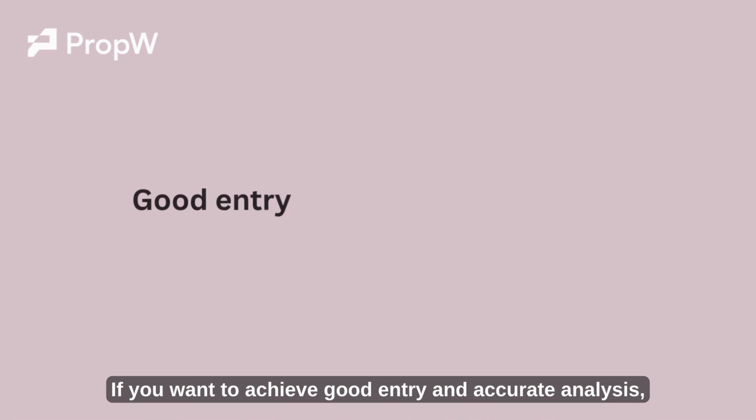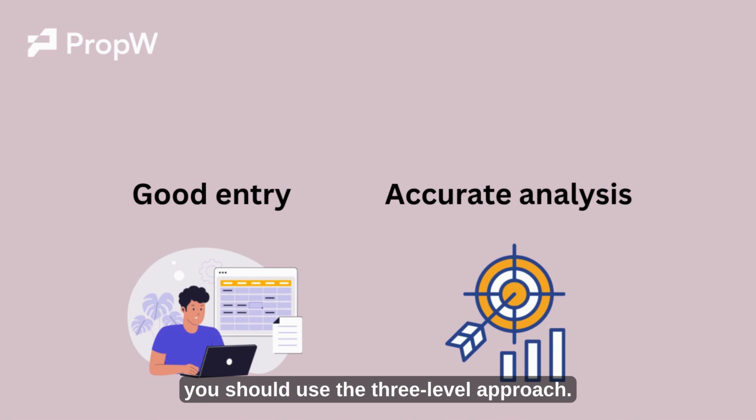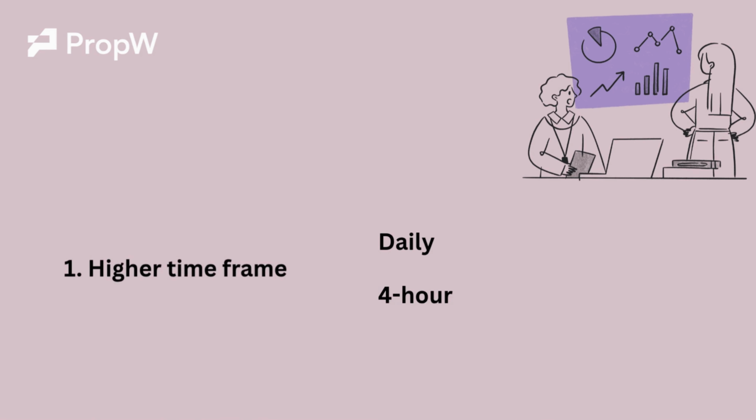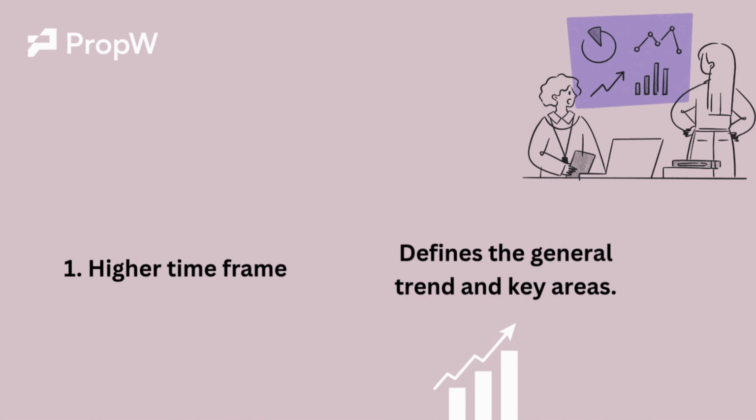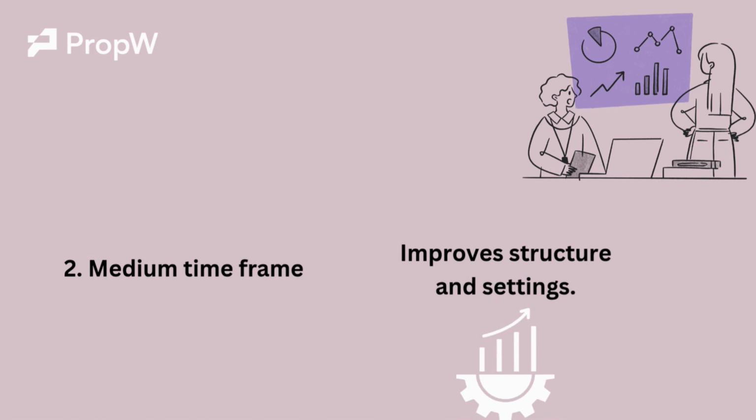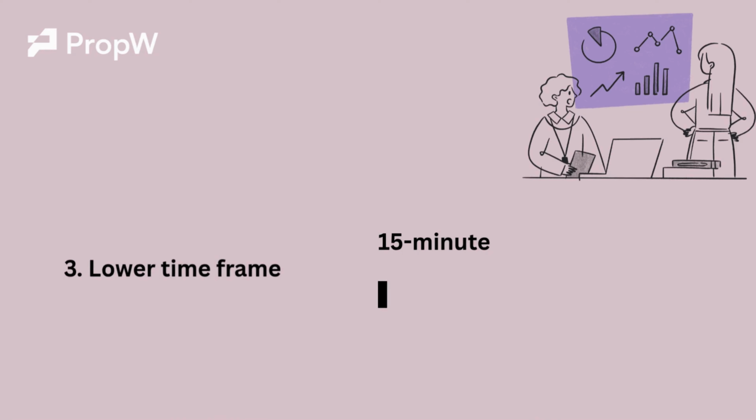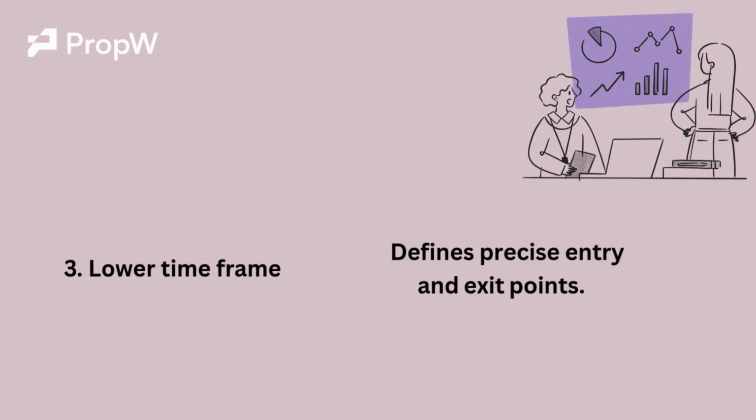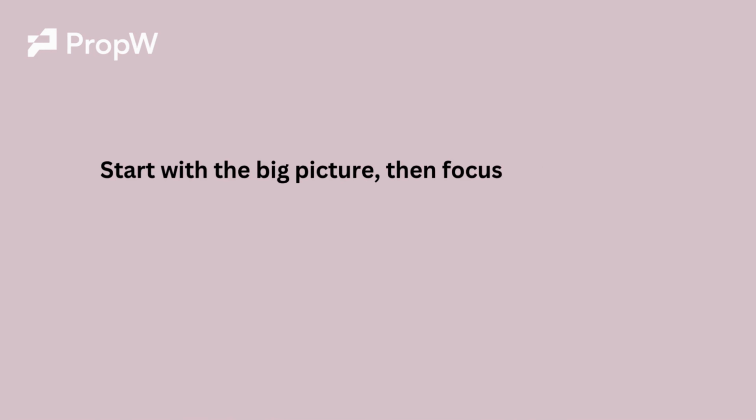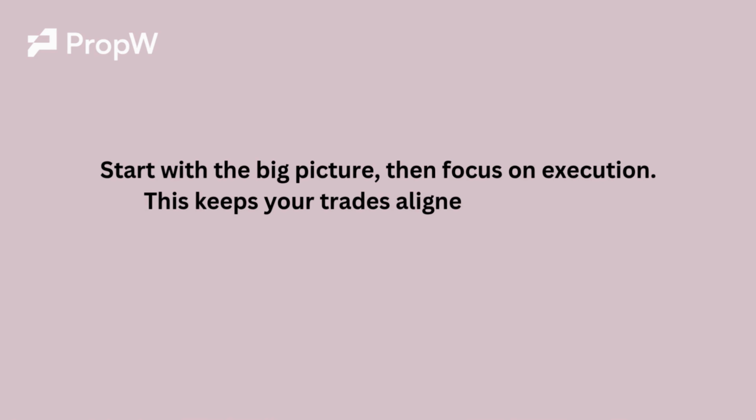If you want to achieve good entry and accurate analysis, you should use the 3-level approach. Higher time frame, daily or 4-hour, defines the general trend and key areas. Medium time frame, 1 hour or 30-minute, improves structure and settings. Lower time frame, 15-minute or 5-minute, defines precise entry and exit points. Start with the big picture, then focus on execution. This keeps your trades aligned with market momentum.